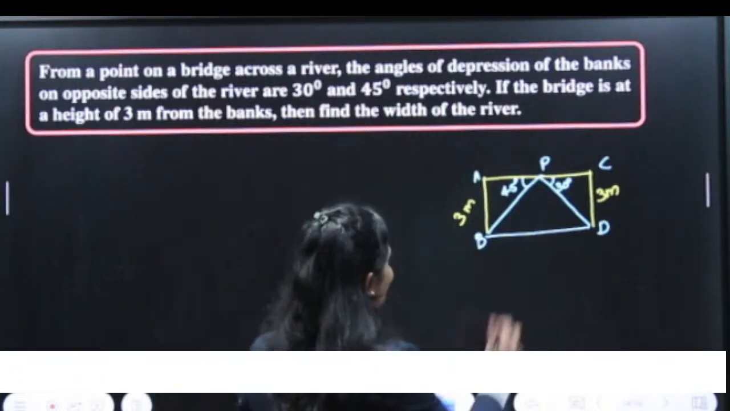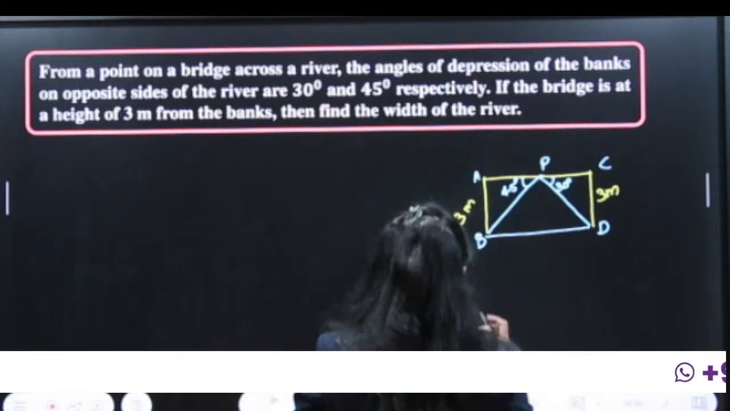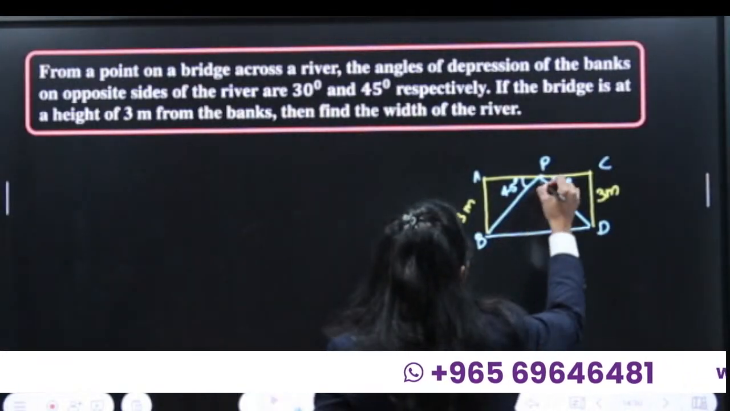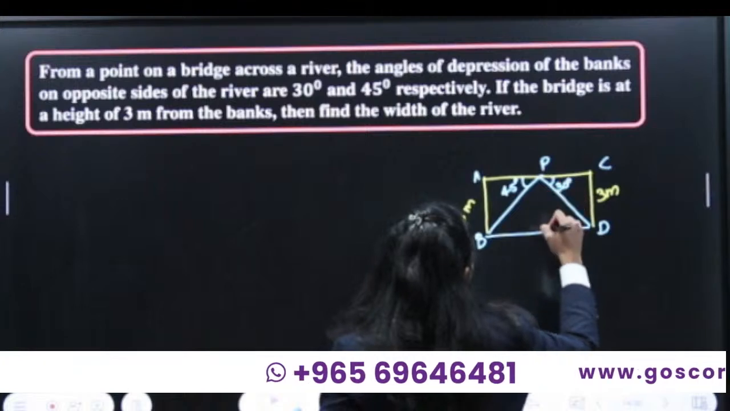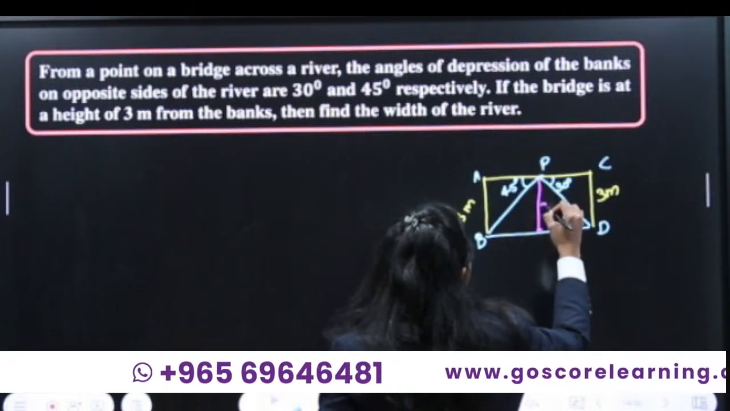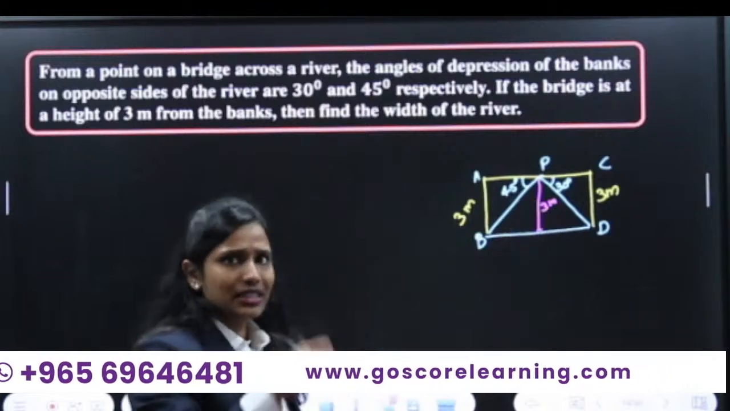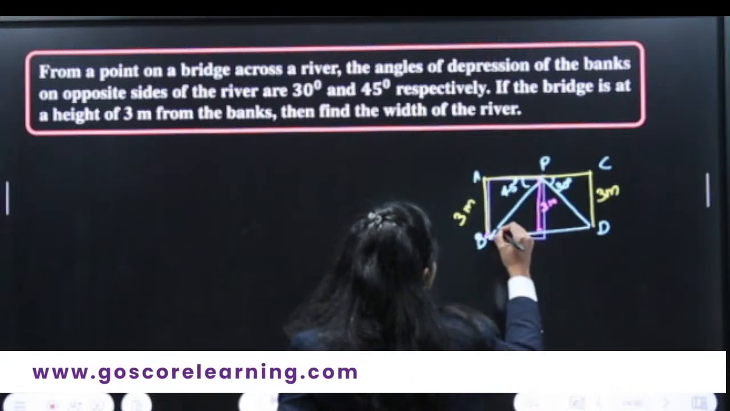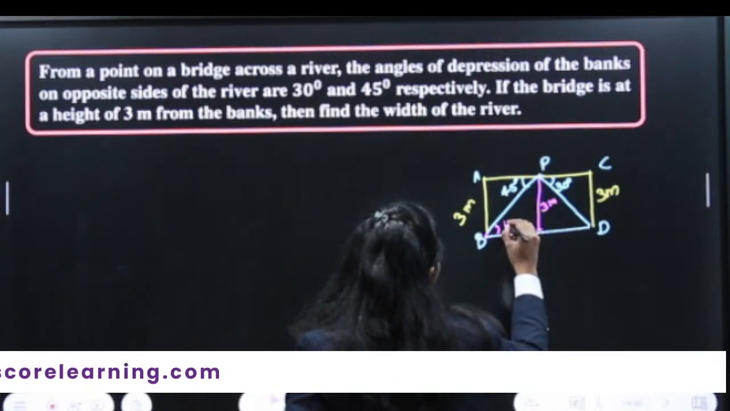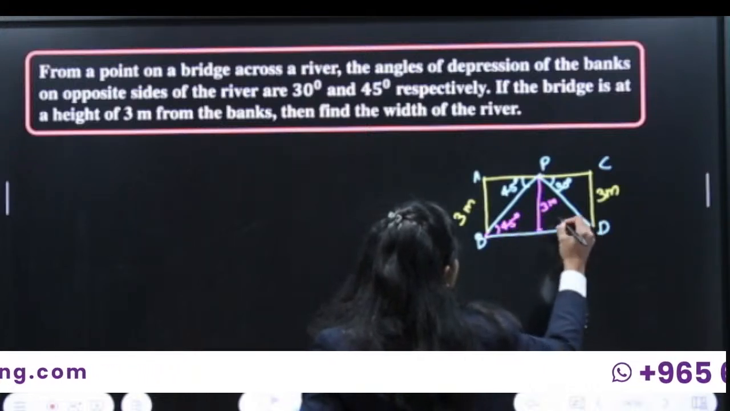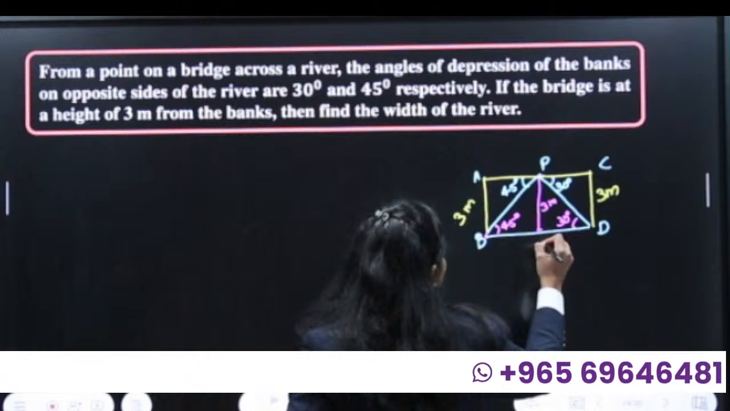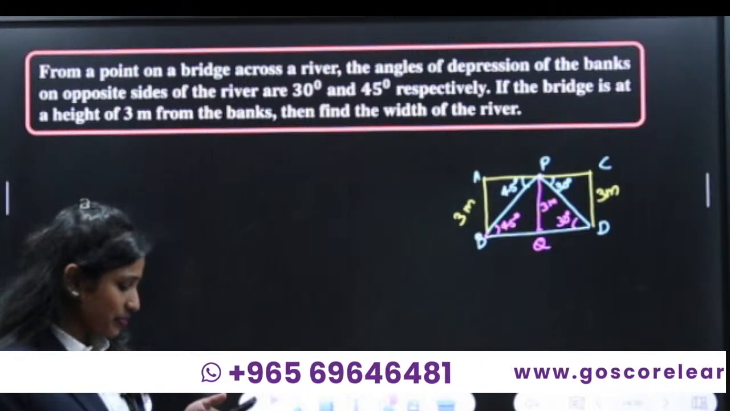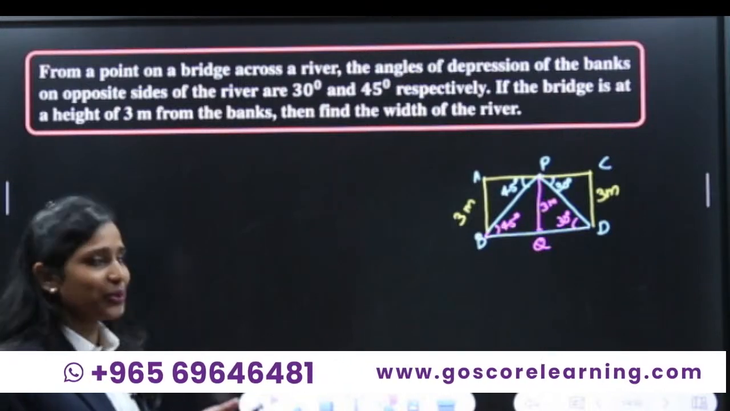Okay. So, in this one, we will consider another line so that this problem will be easier to solve. I'm going to take this line, which is the same as the height of that bridge. So, it is 3 meter. Now, we can consider the alternate interior angles so that this angle will be 45 degree and this will be 30 degree. This point I am going to name as Q.